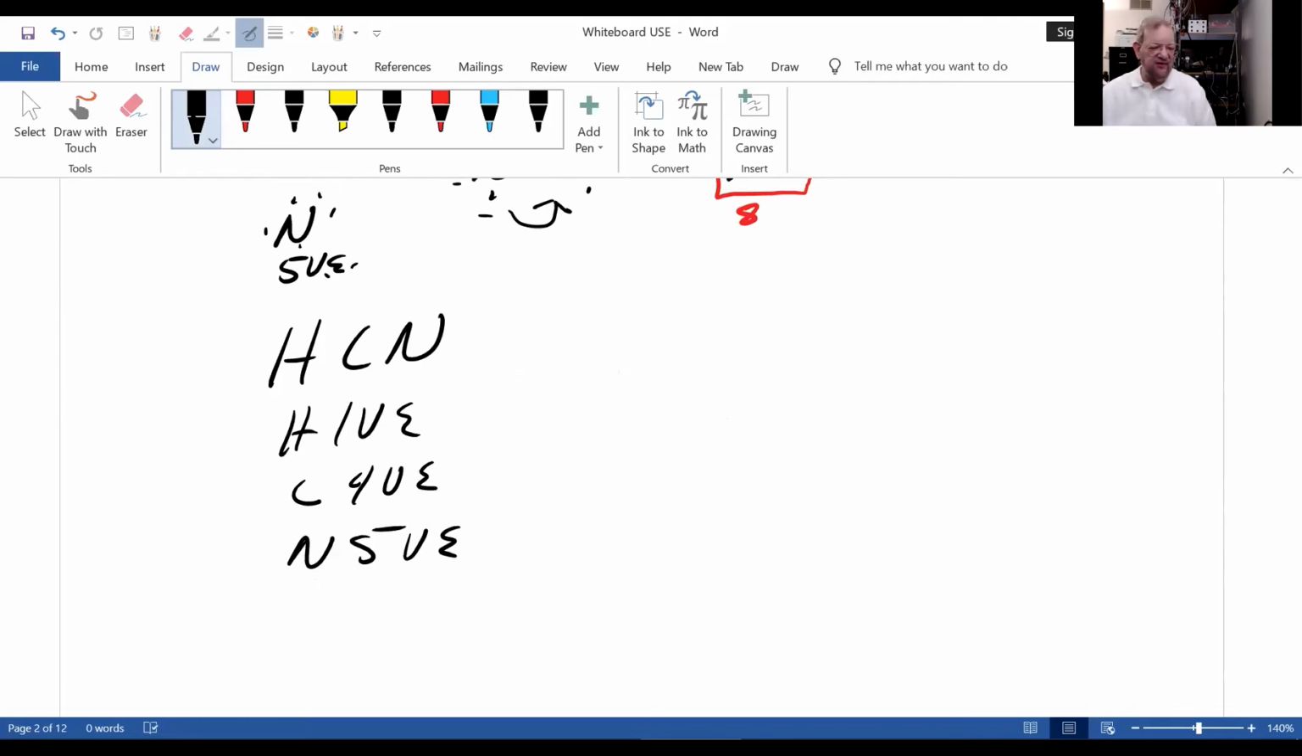And why don't you try this one? This is hydrogen cyanide. And I'll give you a hint. To make this work, the carbon has to be in the center. And it's your turn.